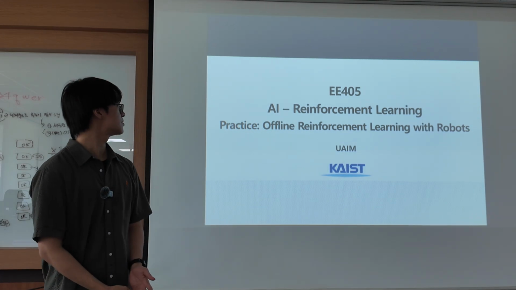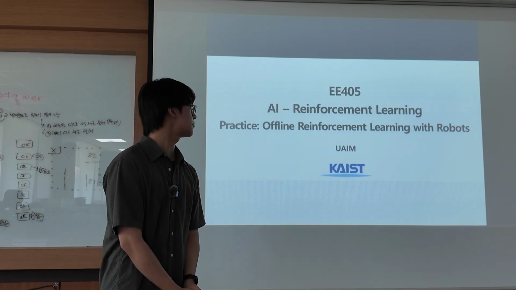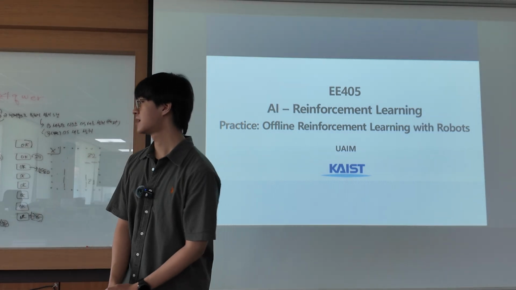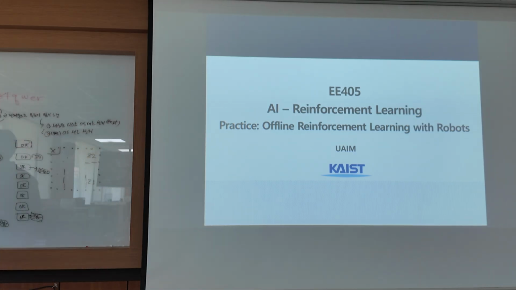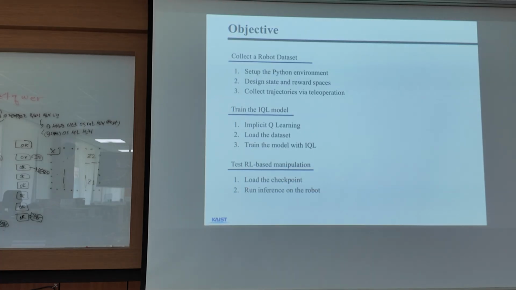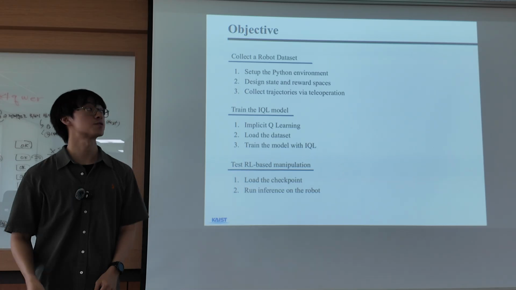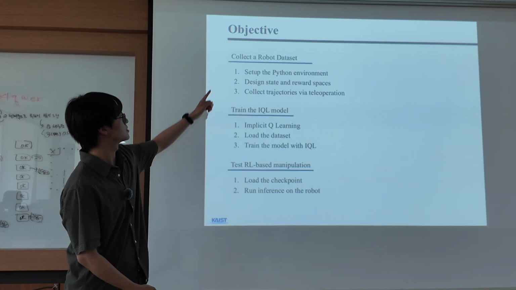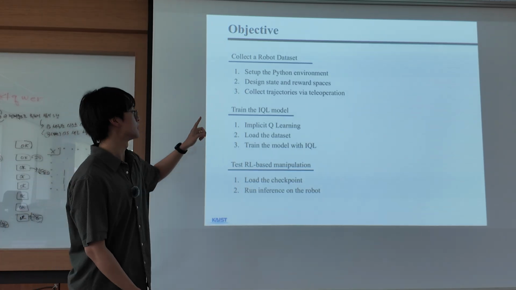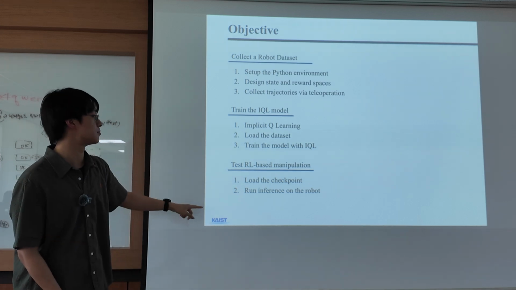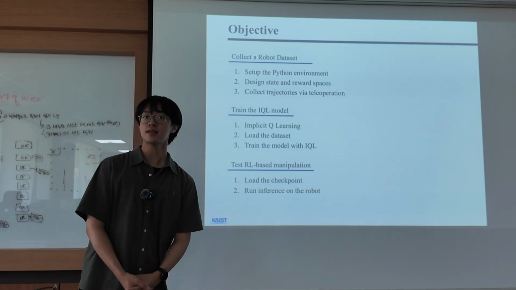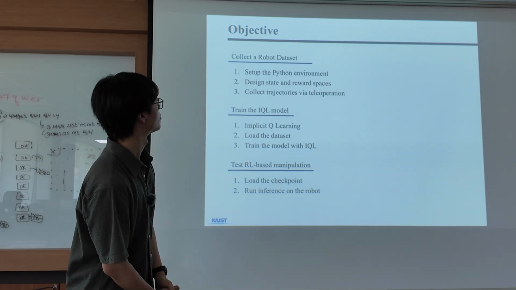Today we are going to implement offline reinforcement learning with robots. Last week with the professor we talked about what reinforcement learning is and how we can train offline reinforcement learning. So we are going to train IQL, which is one of the offline reinforcement learning algorithms. We first collect the data set with a robot, and then we train the IQL model, and then we test that checkpoint with the robot.